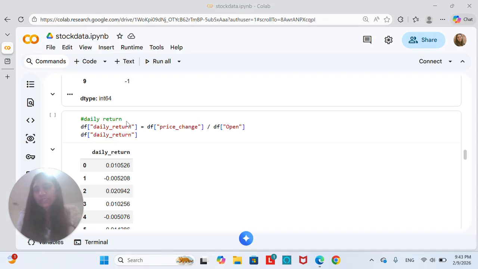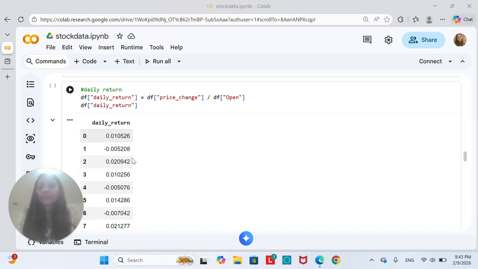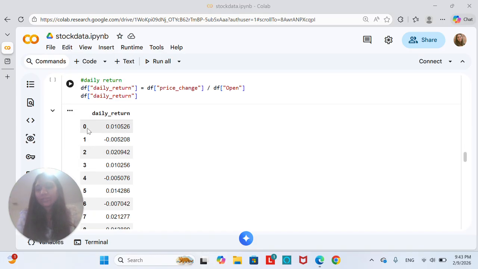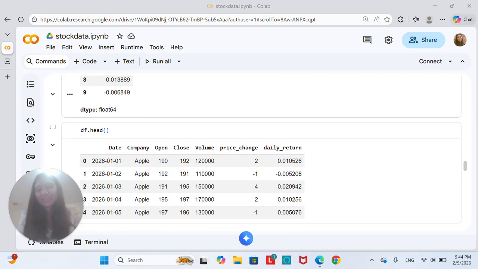Then we also need a daily return. For the daily return we need that price change first, and we just divide it by the open column, and we get the daily return. Again, 0 to 9 is just the index, and this is the daily return of the stocks. If we are investing our money in it, this is the amount we're going to get back. Negative shows that this is really a loss for us. Positive is going up, which is beneficial, right?